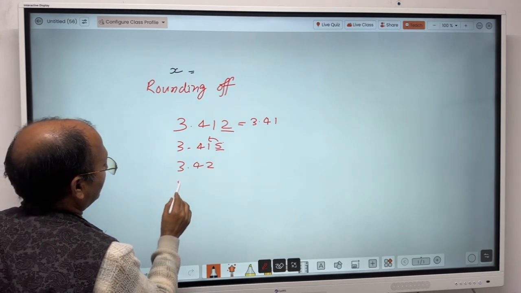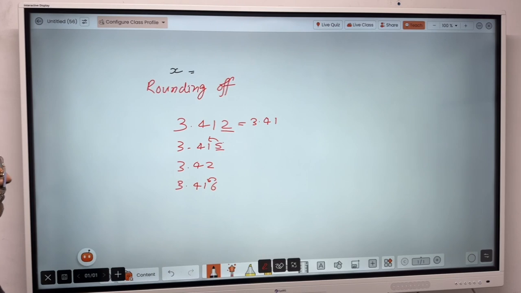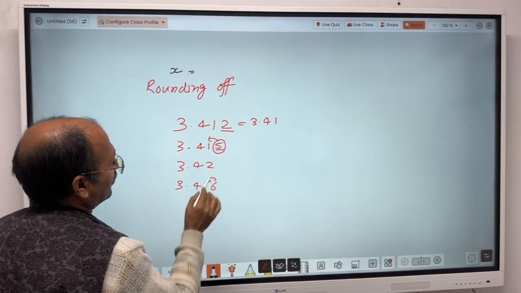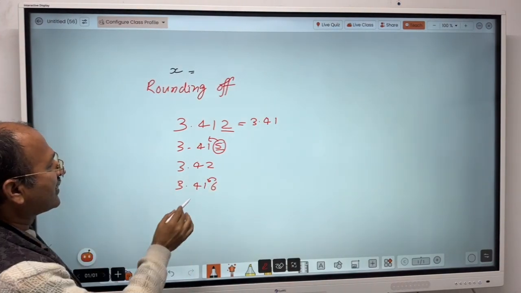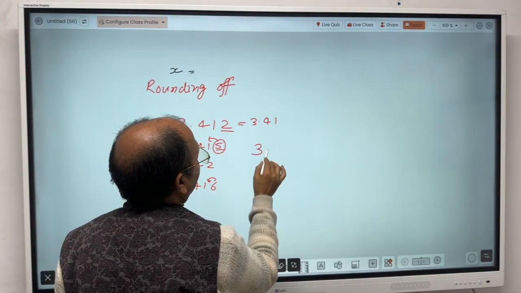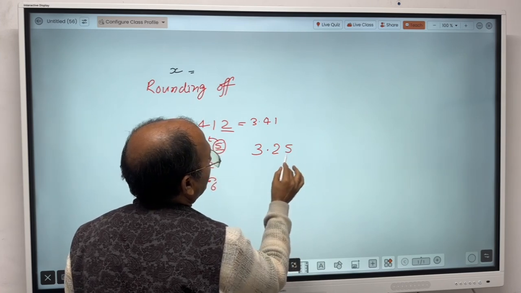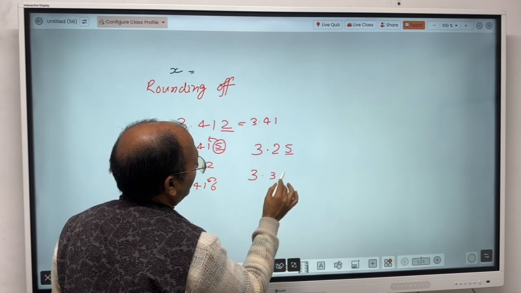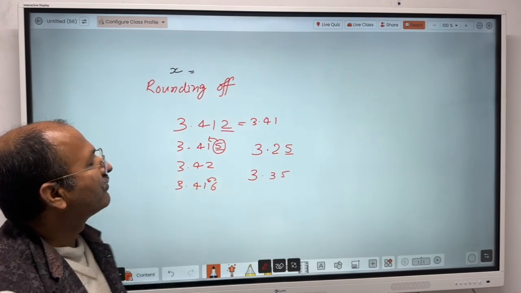If we make it 6, 3.416, so this number will get increased by 1. So we can say that if the number to be removed is 5 or more, in that case the previous digit is increased by 1. But one thing you have to note, suppose you have 3.25 and you want to remove this 5. Let's compare by writing two numbers, 3.35 and 3.25. Here we want to remove this 5.